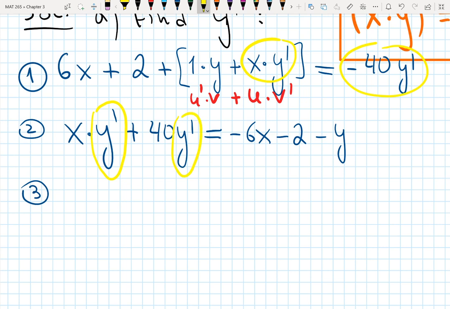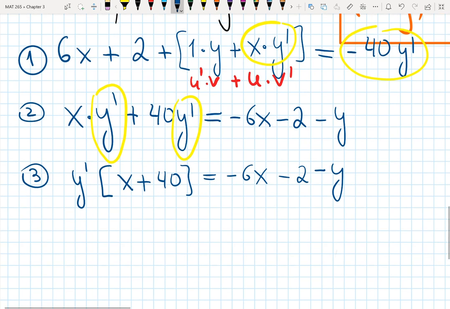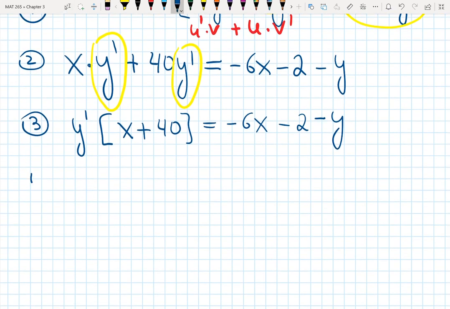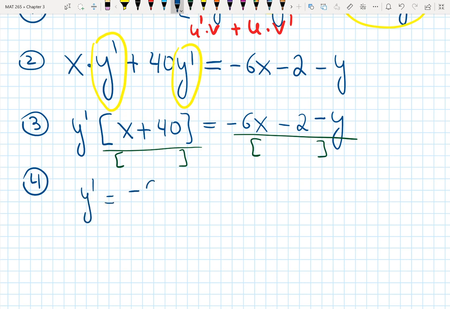Now I'm identifying them here. Since now they are on one side, I can factor them out nicely, and it will look like this. Y prime, brackets, x plus 40. And don't touch right-hand side. It's there, standing, waiting for the right answer at the end. And the last step is students' favorite step. They sometimes merge 2 steps into one. What I want to do is divide everything by those brackets. Whatever is on the right-hand side is the answer, because I will have y prime equals negative 6x minus 2 minus y all over brackets x plus 40.